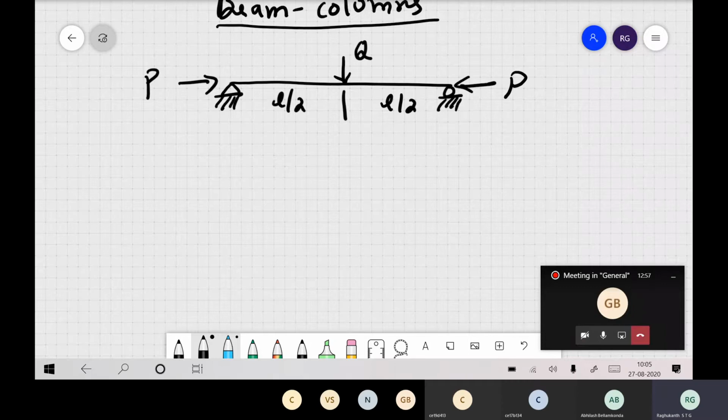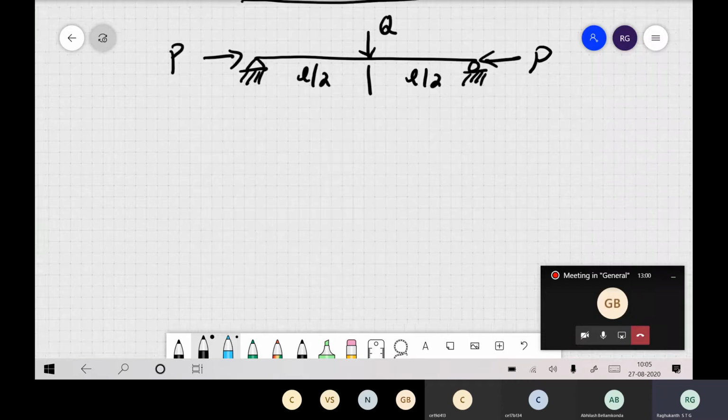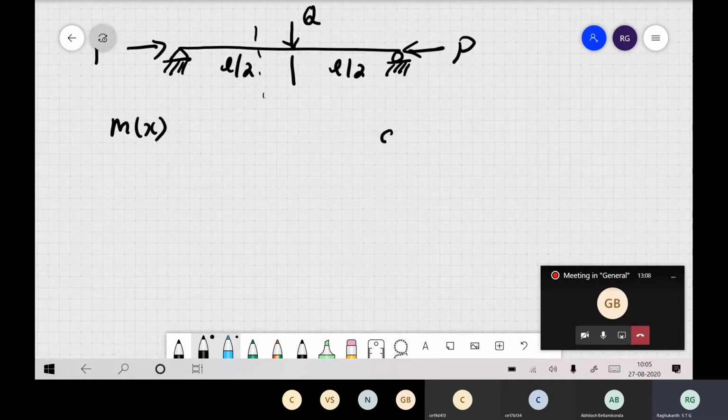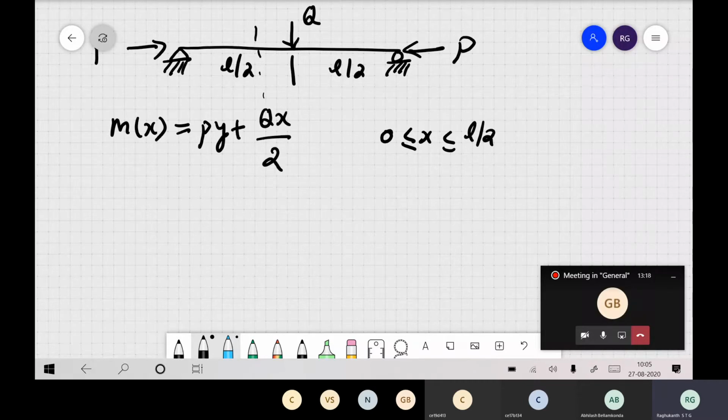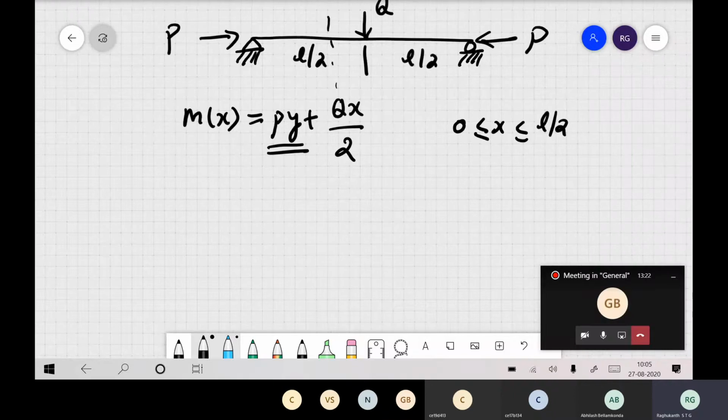So this problem, we have already said that we will also solve by this. So bending moment, if you take any section, 0 less than or equal to x less than or equal to L by 2, the bending moment is Py plus Qx by 2. So this is your bending moment. Now this Py is an additional term which comes due to your axial load.